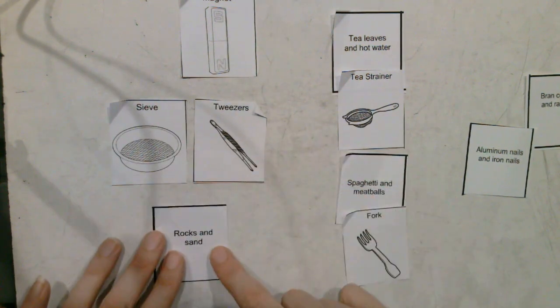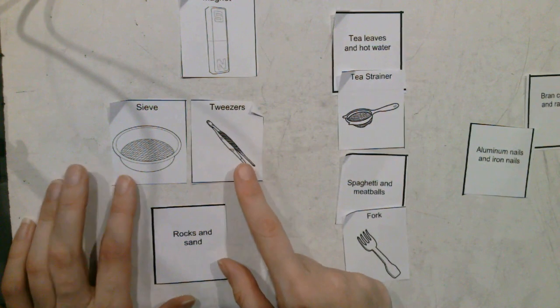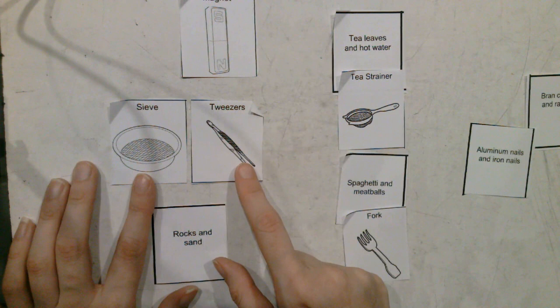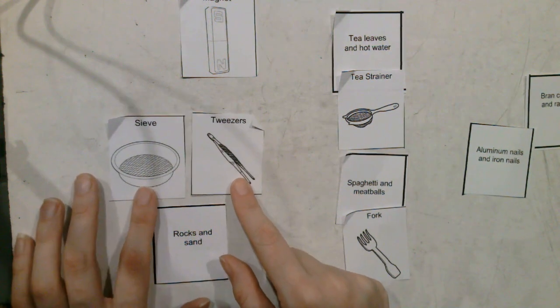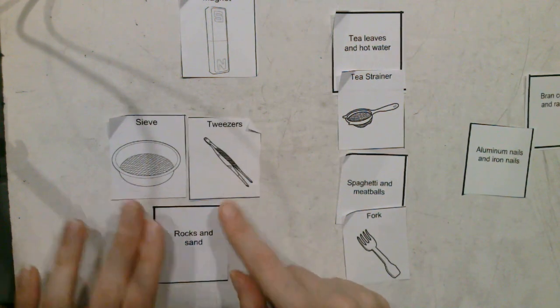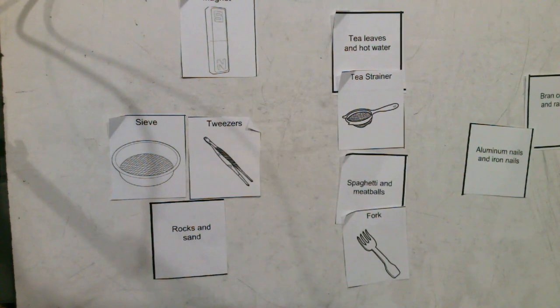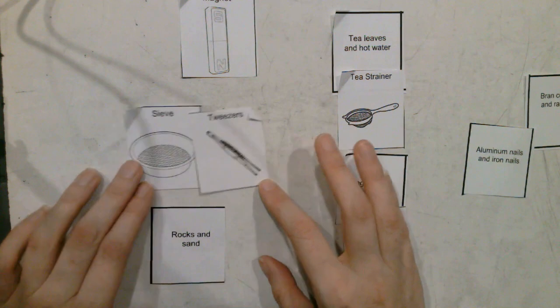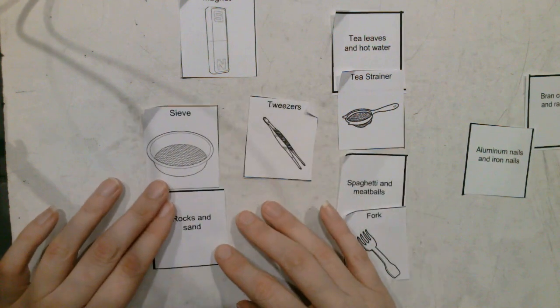Let's look at the other tools we have left. We have tweezers and a sieve. Pause and turn and talk to a partner. Which tool would you use to separate the two ingredients in this mixture? Did you say that you would use the sieve to separate the rocks and sand?